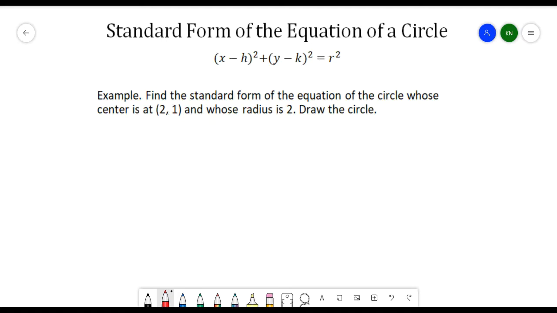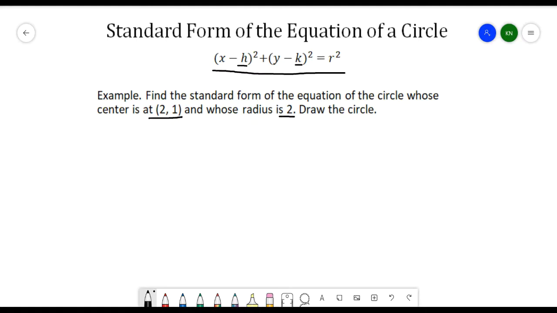The standard form of the equation of the circle is given by the formula (x - h)^2 + (y - k)^2 = r^2, where h and k are the coordinates of the center. So, for example, we have here: find the standard form of the equation of the circle whose center is at (2, 1) and whose radius is 2. And now draw the circle.